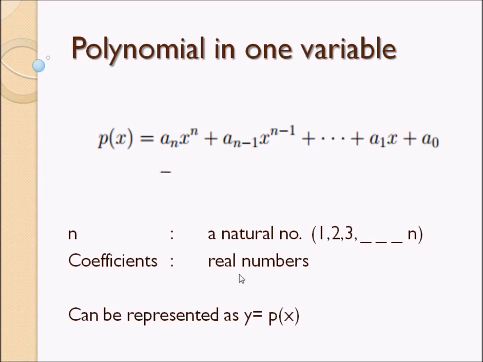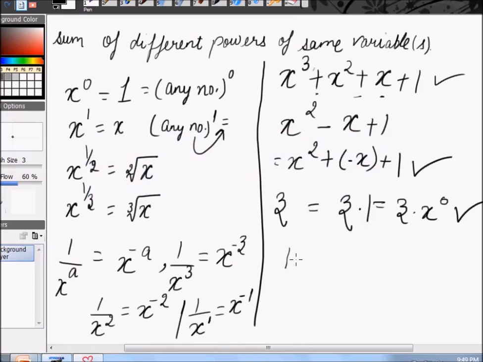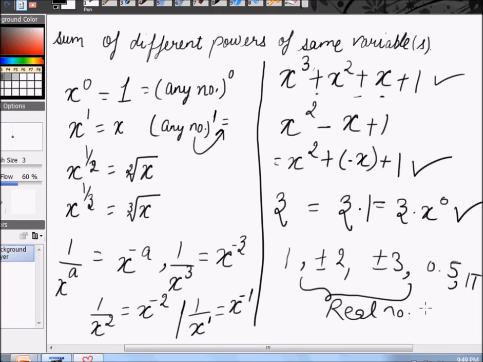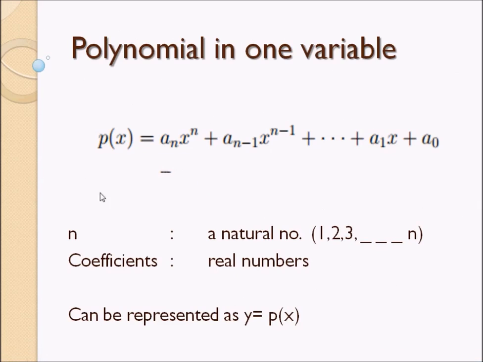These coefficients must be real numbers. By real numbers we mean the numbers encountered in our daily life like 1, 1.5, 2.5, minus 1, 2, etc. That is, plus or minus 1, 2, 3, 0.5, even pi. All these numbers are real numbers. Even 0 is also a real number. Now the polynomial p of x can also be represented as y equals p of x.